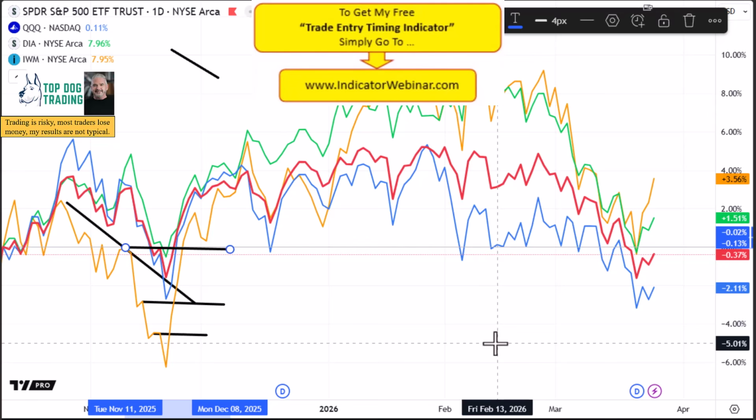Again, make sure you go over to your regular charts, however you have your chart set up, and use your indicators. Look for support resistance, look for moving averages, and especially use that timing indicator with it.